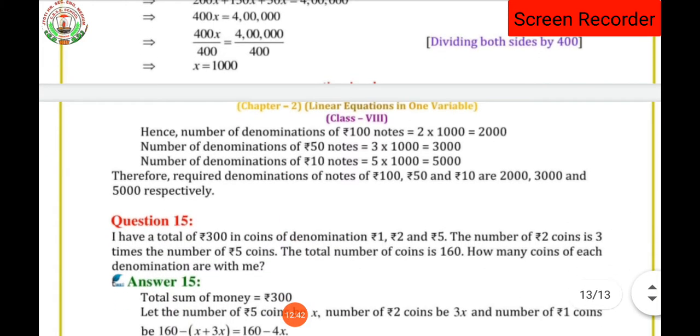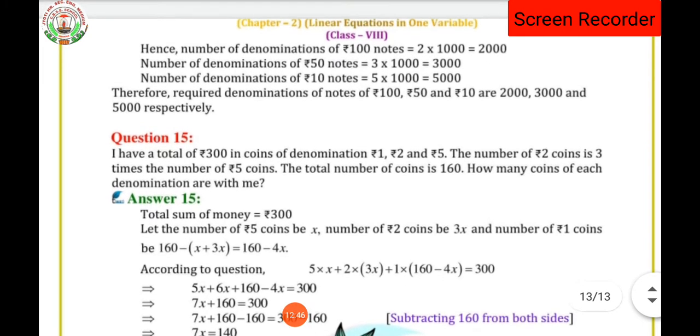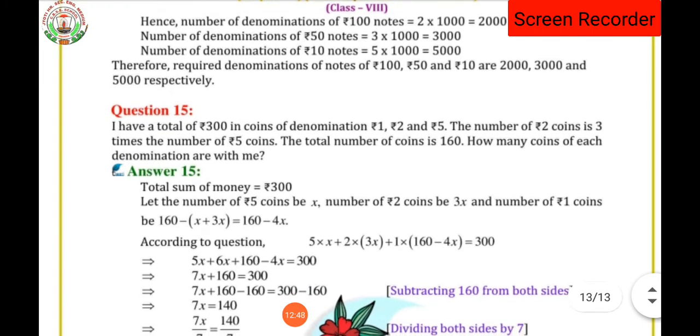It's a very easy question, students. You just have to multiply that ratio and get the result. Okay. Next question we are having here.